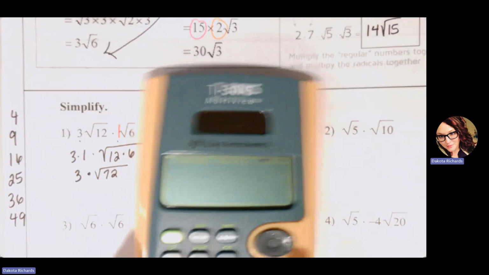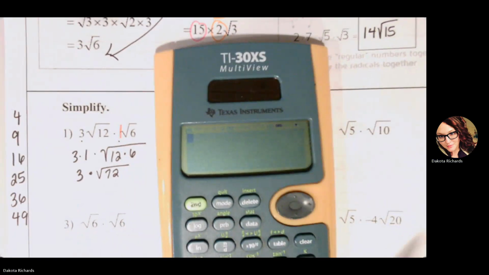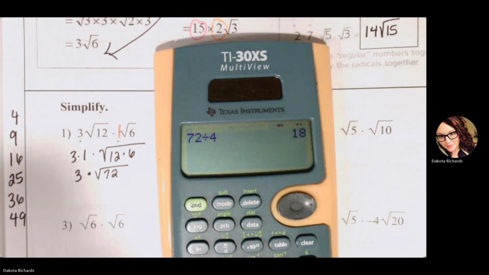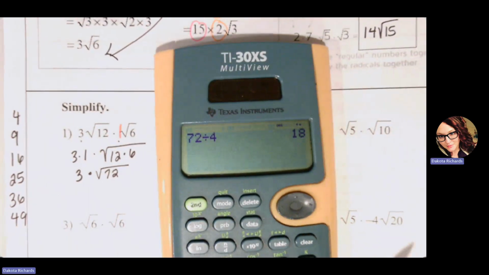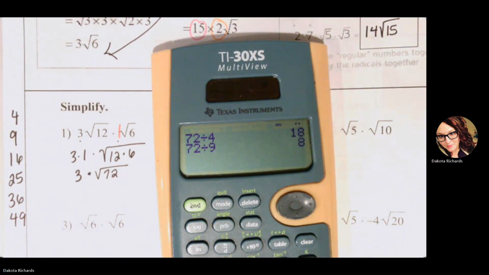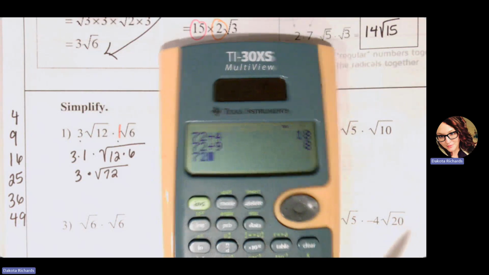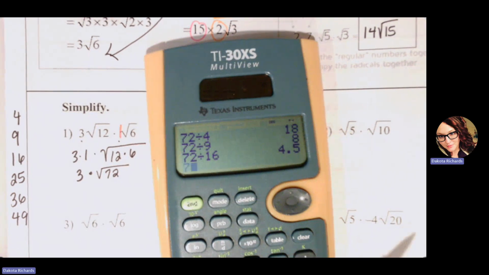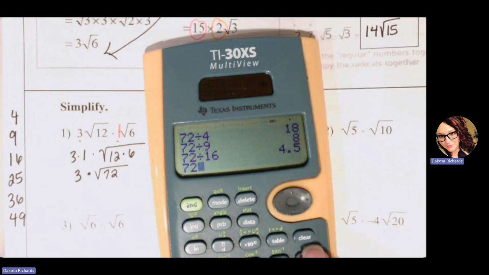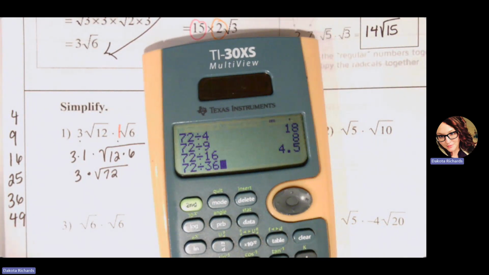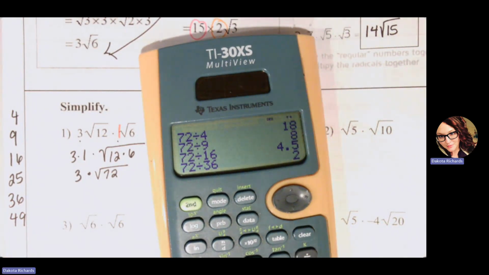Let's see which one is the biggest number that fits into 72. So get your calculator, and start dividing. 72 divided by 4. Okay, let's see if we can get any higher. 72 divided by 9. Great. Let's see if we can go higher. 72 divided by 16. Nope. 72 divided by 25. We know that's not going to work. So let's do 36. Look, 72 divided by 36 is 2.